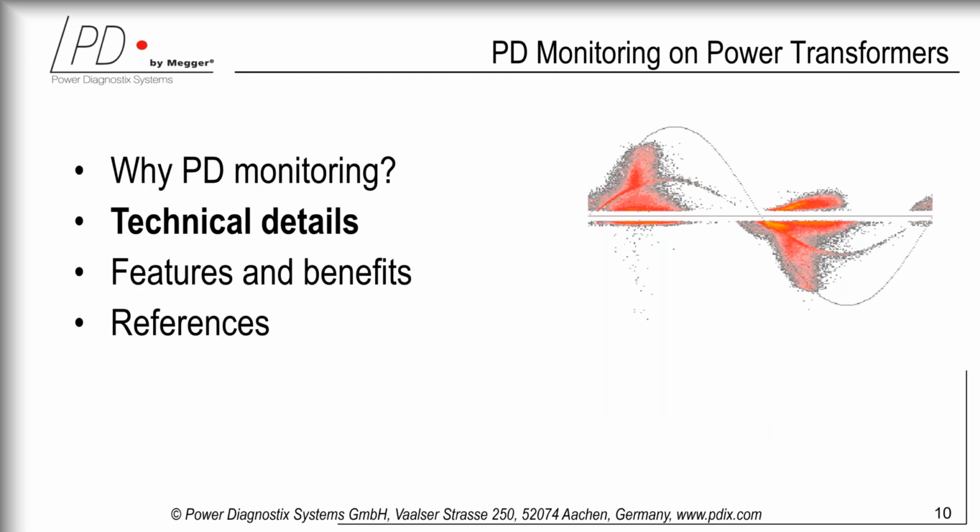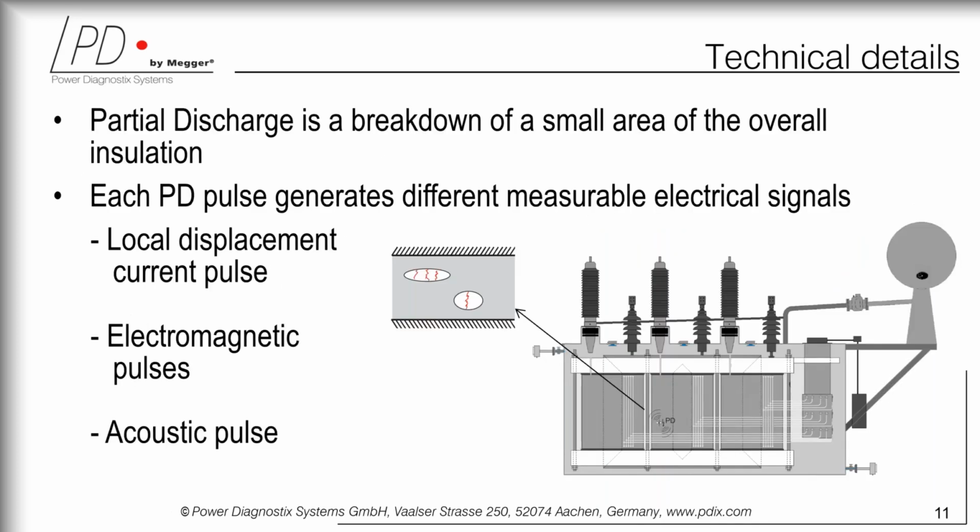So some of the technical details I want to show: how this is being carried out, partial discharge monitoring, and then I will look more into features, benefits, and show you some of the references. So obviously, partial discharge, at least at lecture level, is a breakdown of a small area within a certain insulation gap, and each pulse will generate a different but measurable electrical signal.